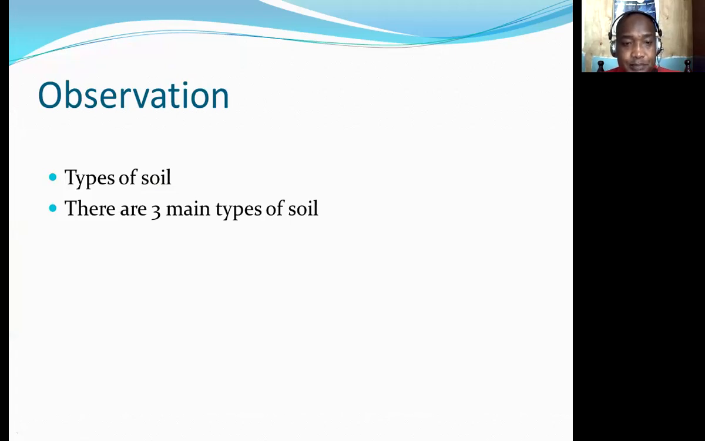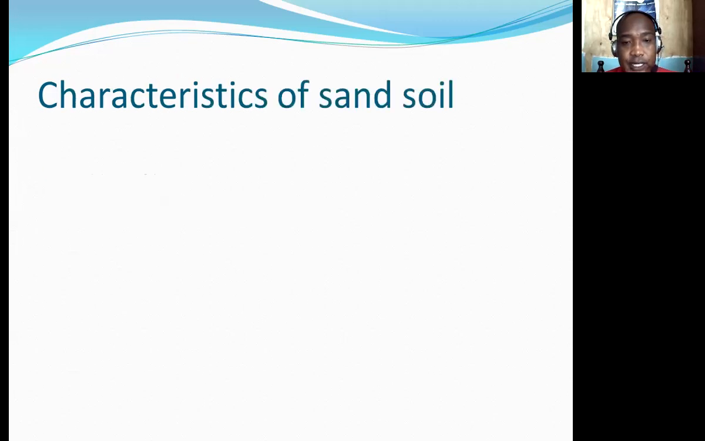Next is types of soil. Pupils, there are three main types of soil. That is clay soil, sand soil, and loam soil. We want to look at the characteristics of each soil. We start with sand soil. Sand soil has the following characteristics.